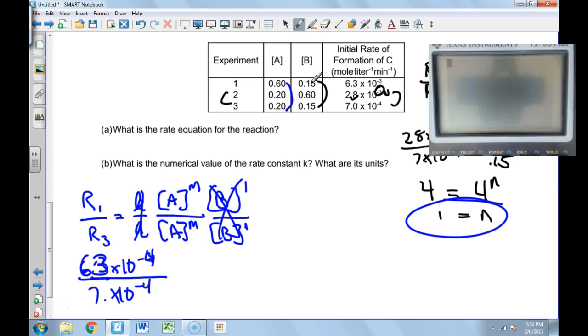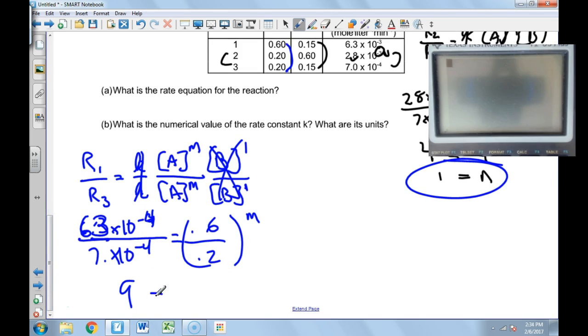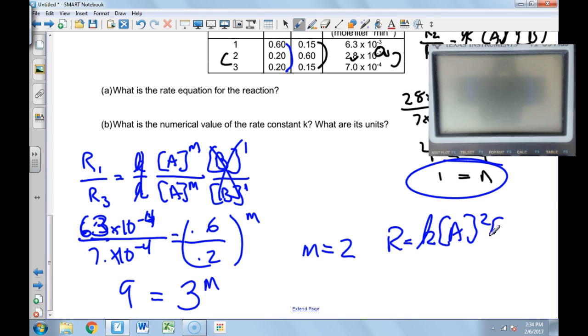And now if we look, we have 0.6 over 0.2 raised to the m power. So this is going to now give us 9 equals 3 to the m. And so m equals 2. So the rate law for this is going to be R equals K, A squared, B.